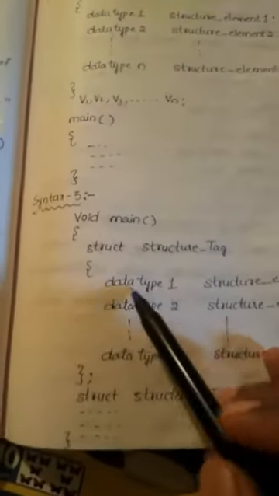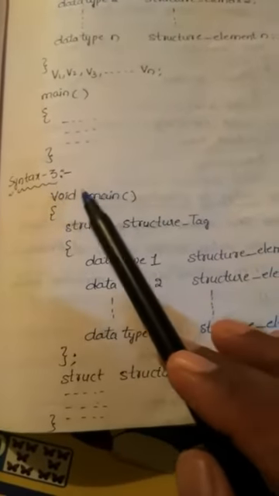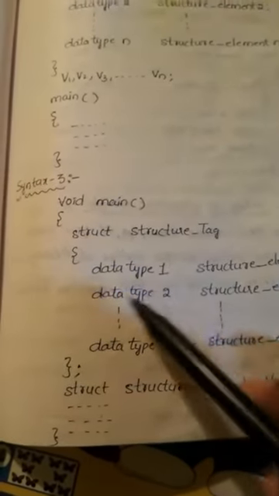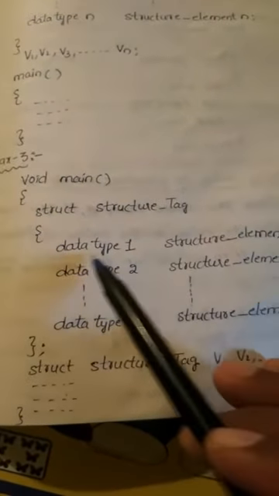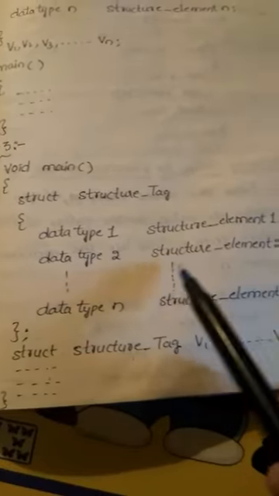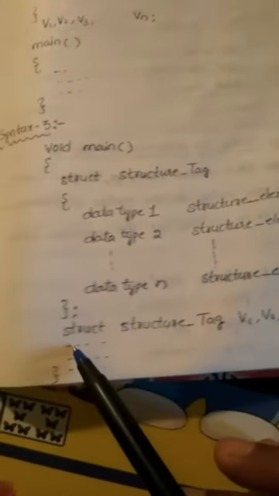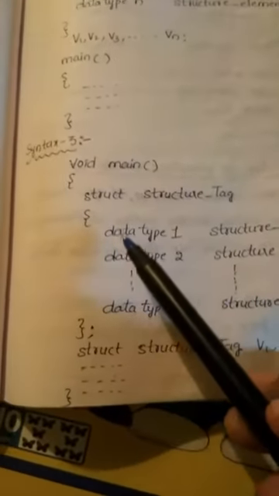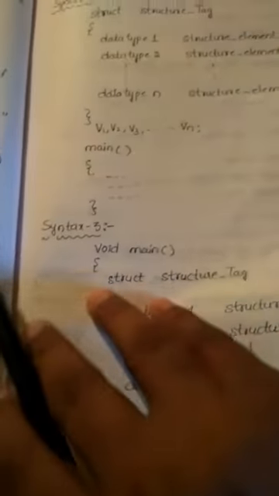We have one more way to declare a structure, that is syntax 3. Void main: here the declaration is done within the main. Void main, struct, structure tag, data type 1, structure element 1, data type 2, structure element 2, up to n, and declare the structure variables v1, v2 up to vn. So there are three syntaxes for structures. You can use any one.